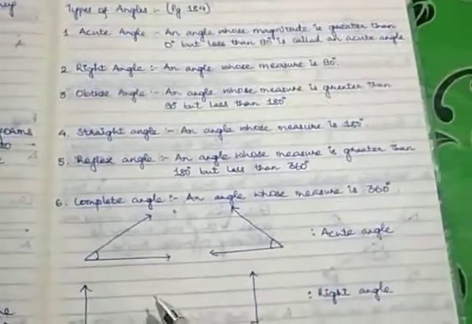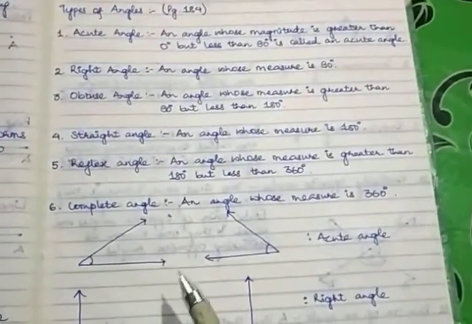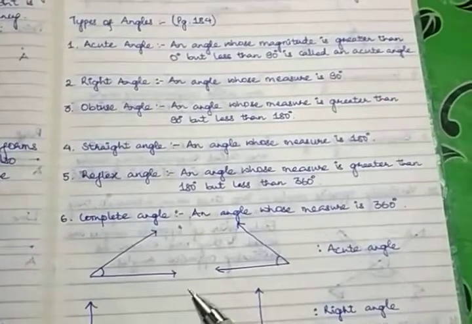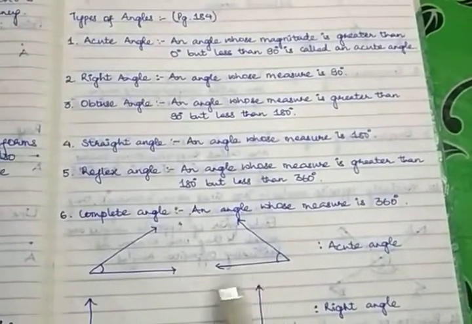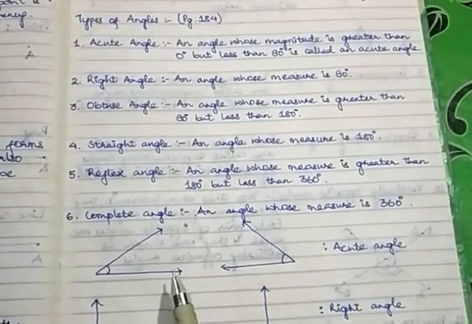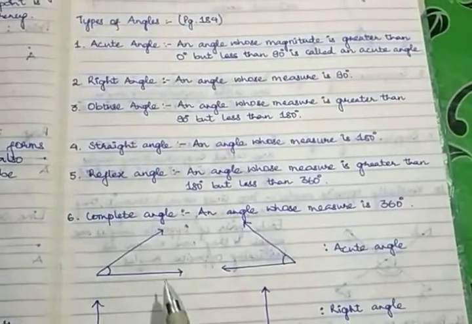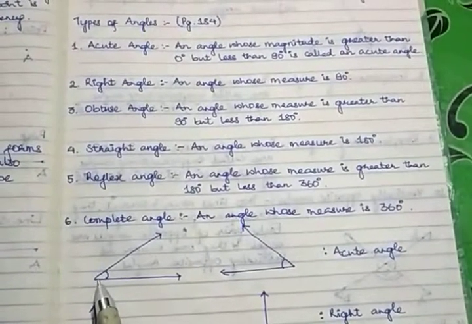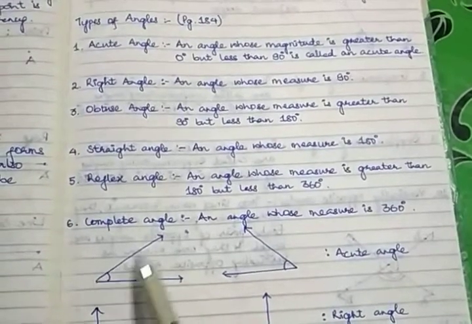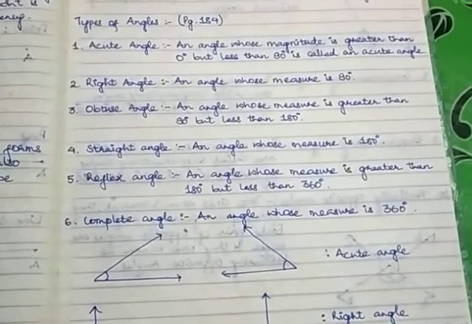For the acute angle, I have drawn a figure here. You might get confused about why I have drawn two figures, like mirror images of each other. This one is actually the base, the baseline, and this is the measuring line of the angle.